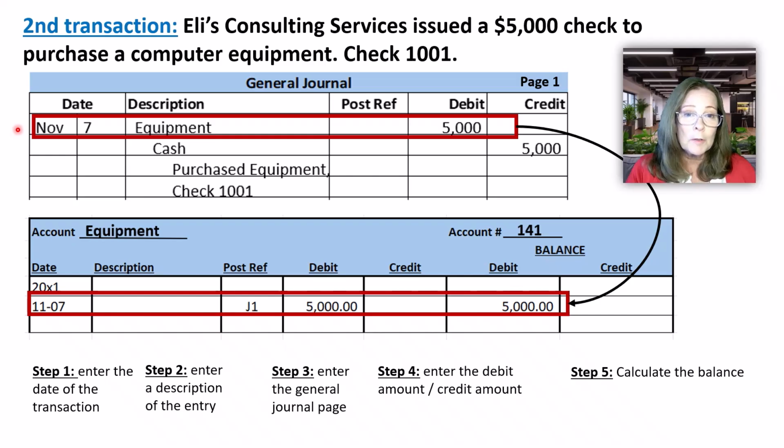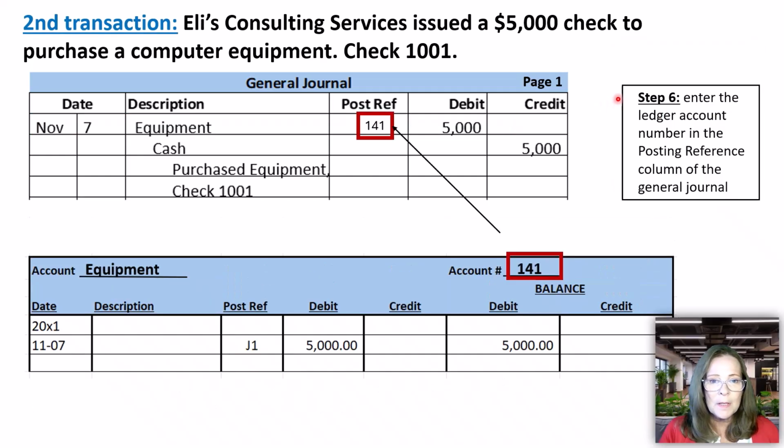Now, we first find the account 141 for equipment. And as part of step 1, we enter the date of November 7th into the date column. We don't have a description for step 2. We'll move on to step 3, where we enter the posting reference J1 into the post reference column. And in step 4, we enter the debit of $5,000 into the debit column and calculate the balance of $5,000 as part of step 5.